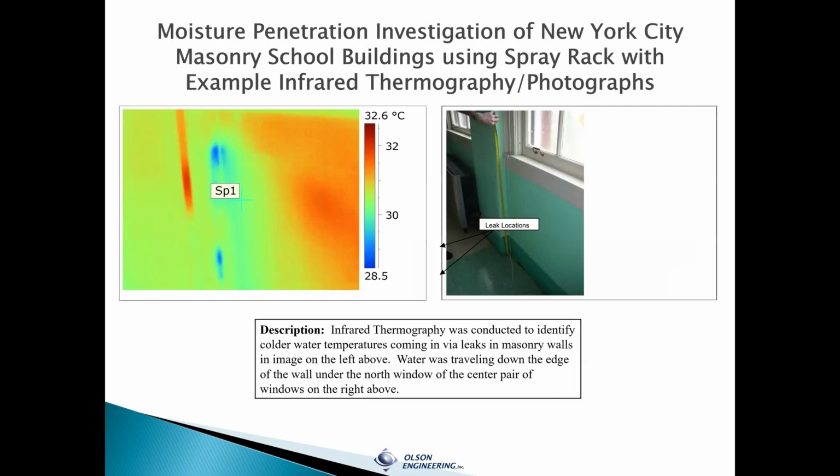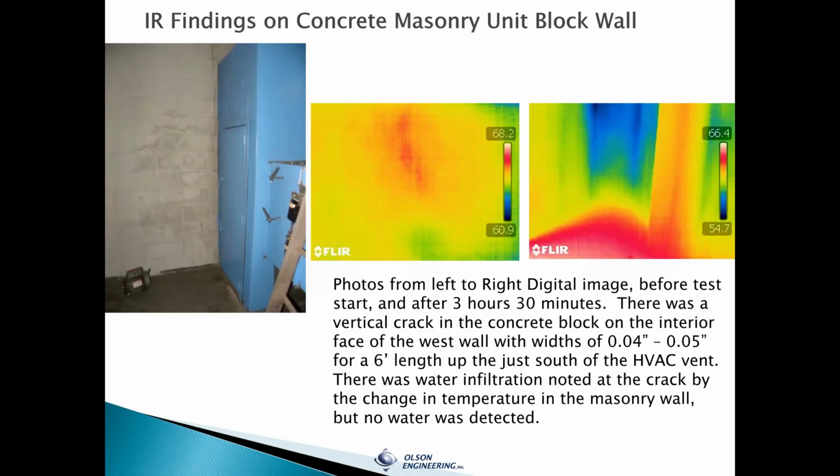And this just shows an example result where the cold water is coming through at a temperature of 28.5 degrees versus the normal temperatures being warmer inside the building. So this was tracking where they were. We could also see the water in this case. The worst case, we could see the water running down the edge of the wall under the north window. But normally it's sensitive. The cold spots show where the water is penetrating.